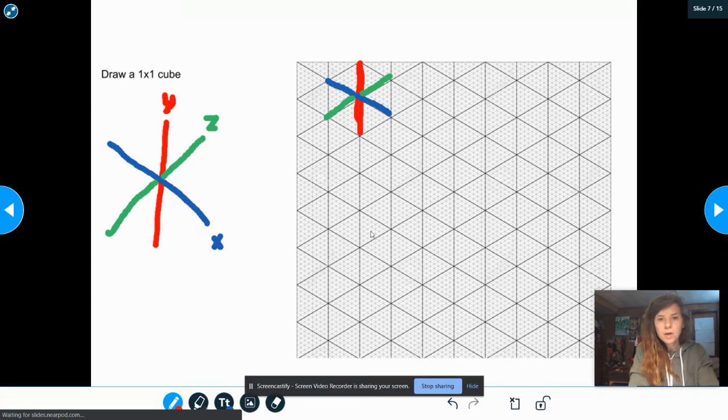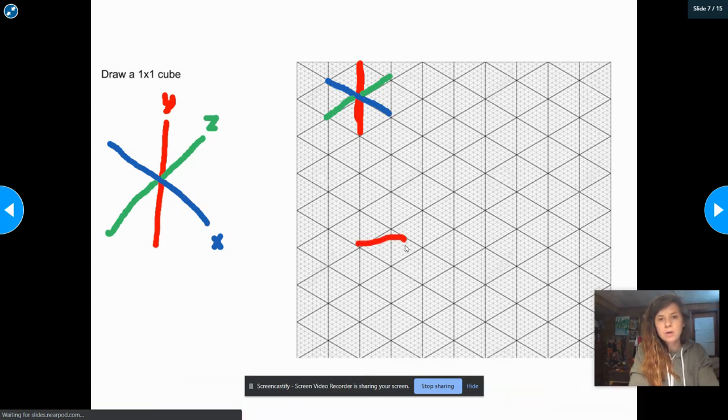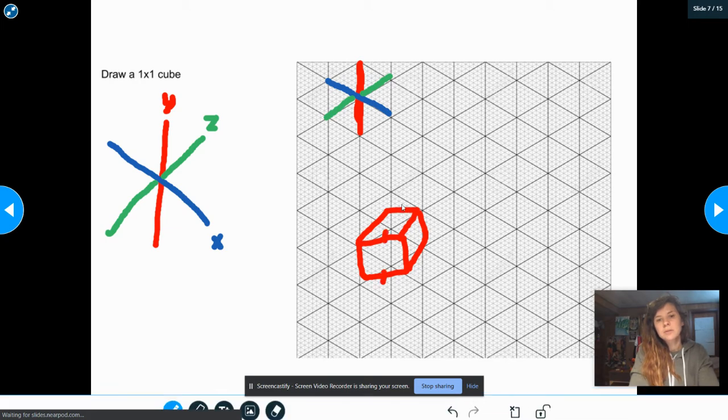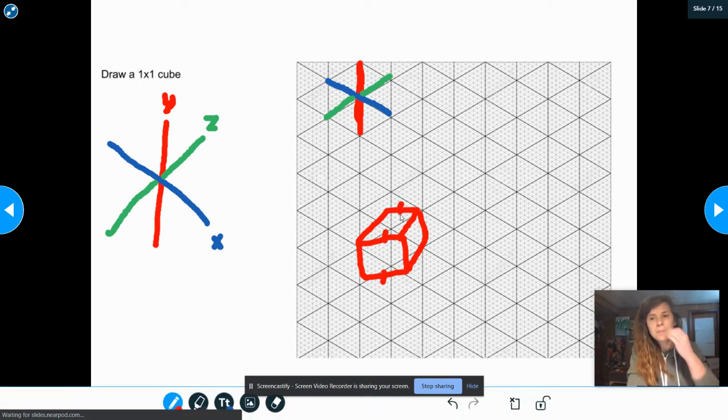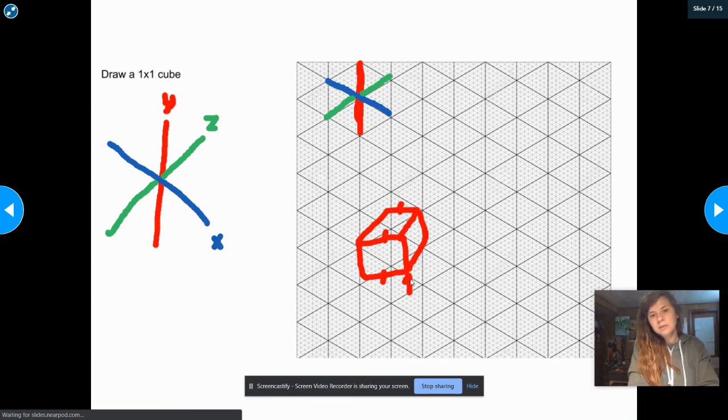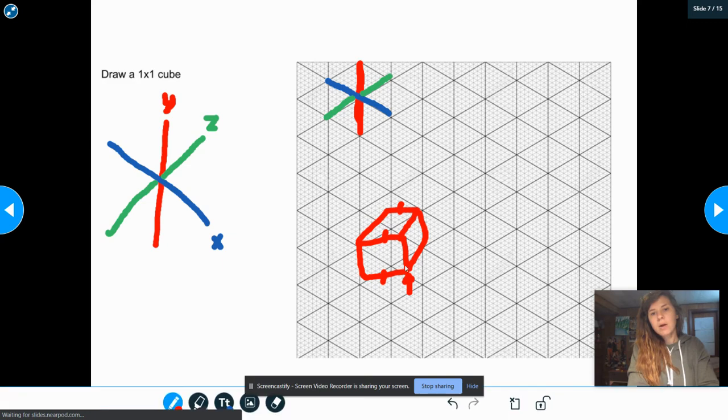So don't get ahead of yourself and draw a cube as you normally do like this, because that would be incorrect. First of all, it's got these horizontal lines right here, so it doesn't really make any sense when we're using this triangular graph paper. But we want to take that cube that you have and pivot it. So this corner right here is going to be one of our vertical lines.